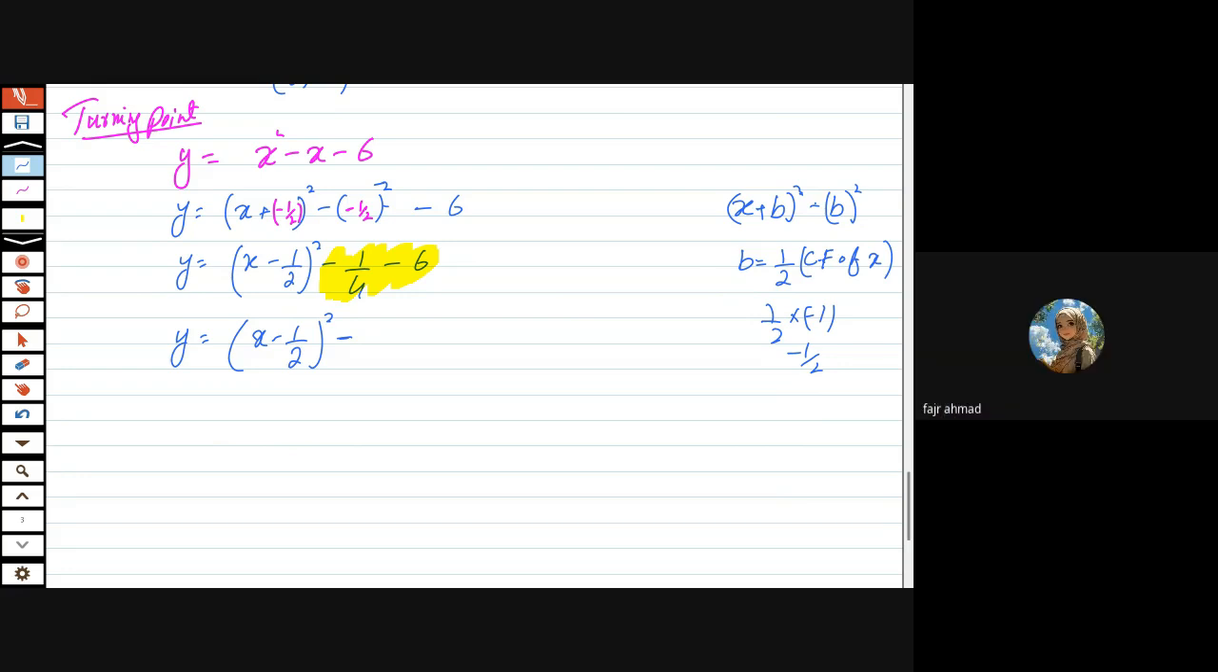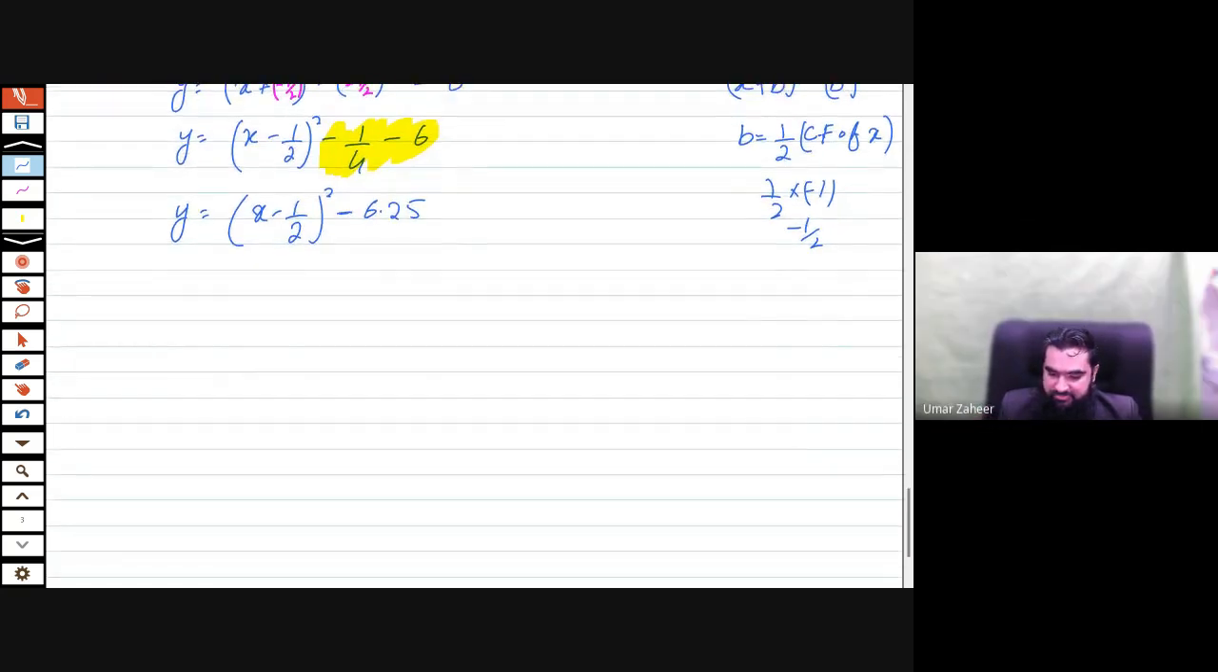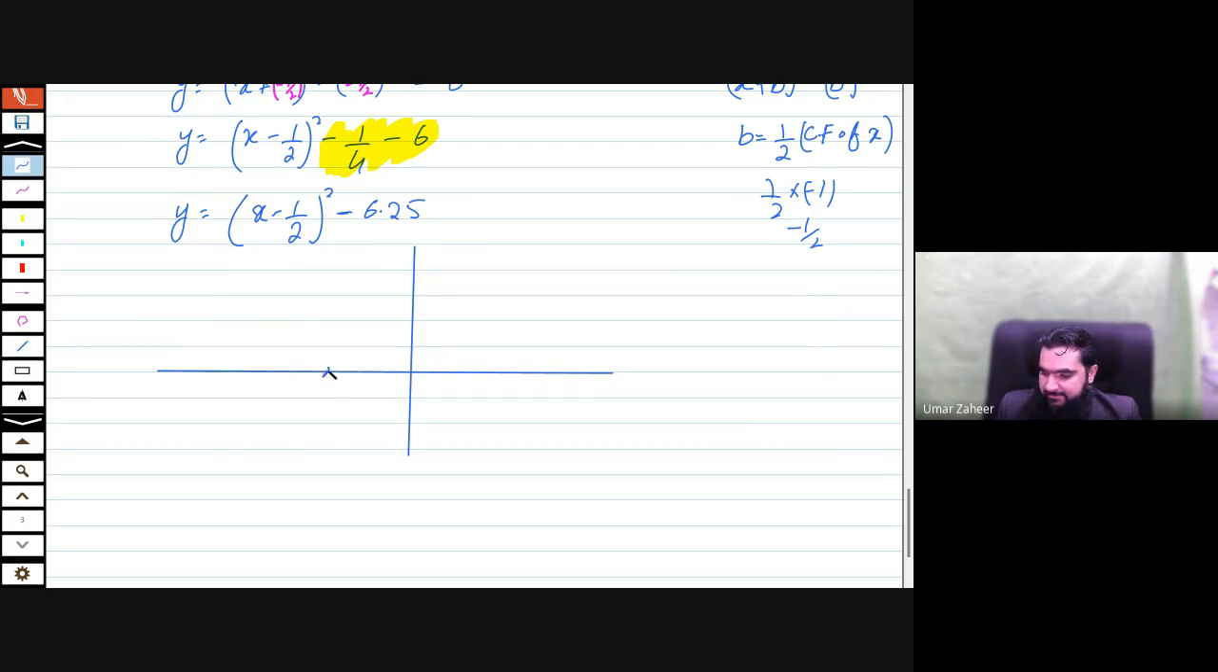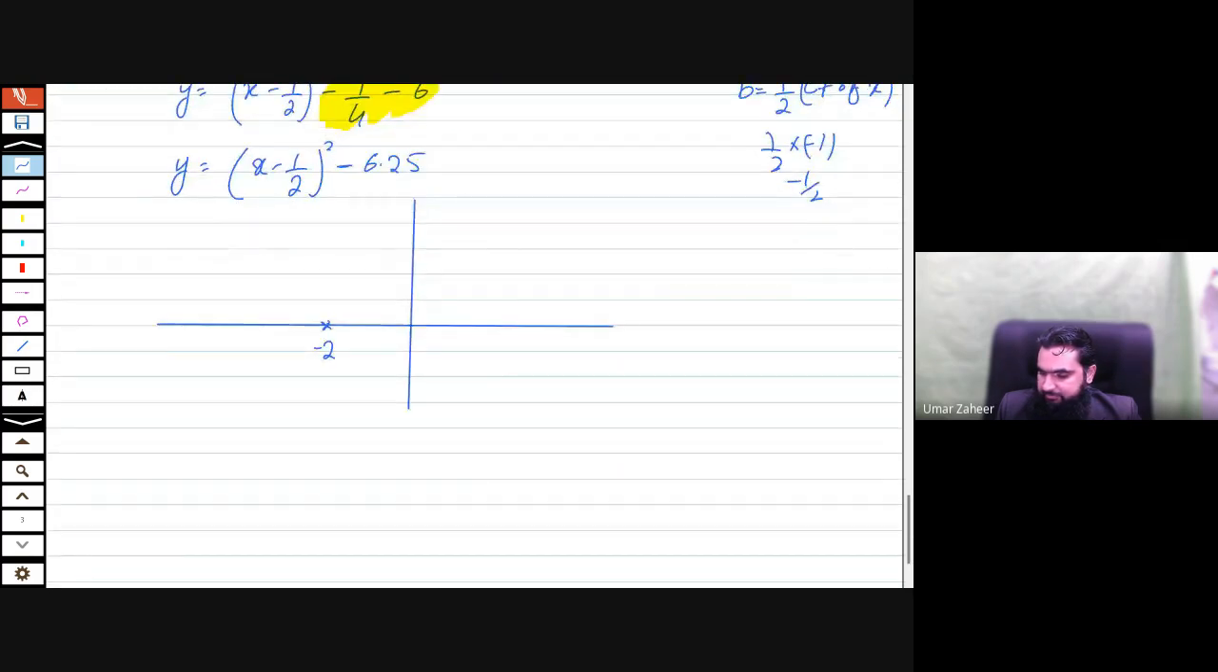Negative 6.25, or negative 25 over 4. All right. So we get the x-intercepts, y-intercept, and turning point. Let's see how to make the graph. The graph is going to look like this. The x-intercepts are -2 and 3. Let's say here you have 3. And the y-intercept is -6.